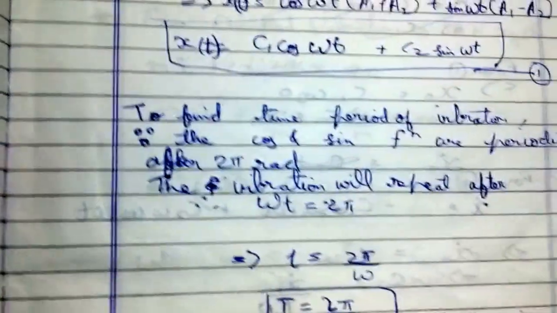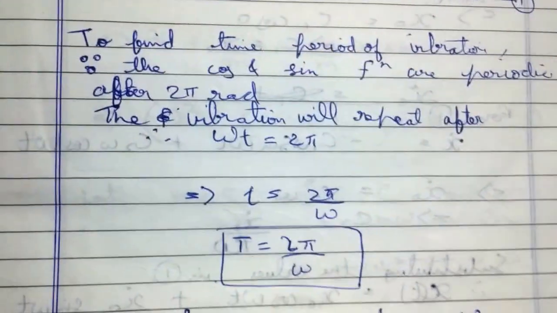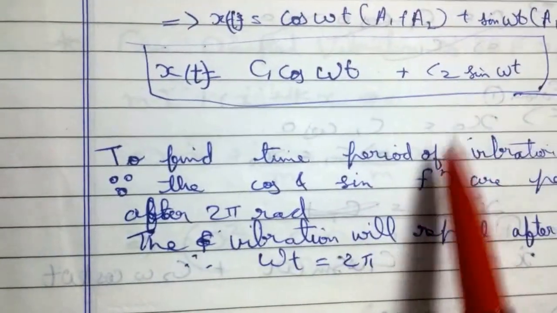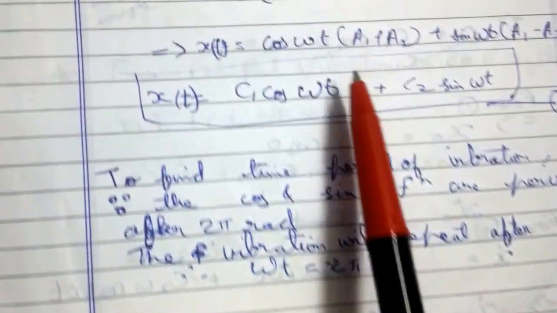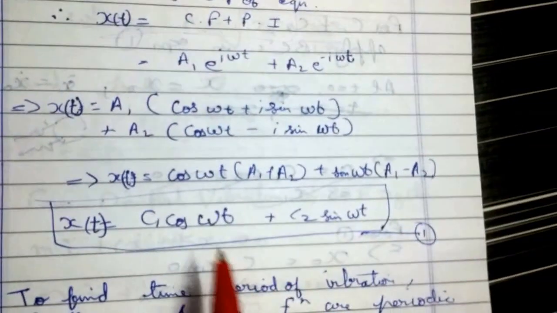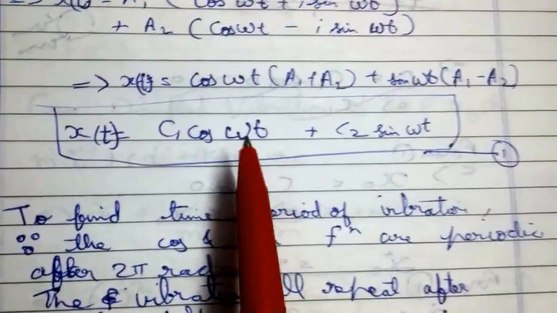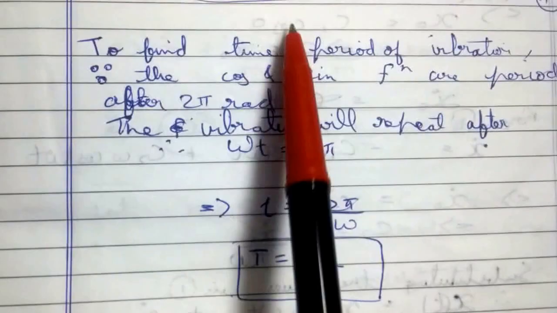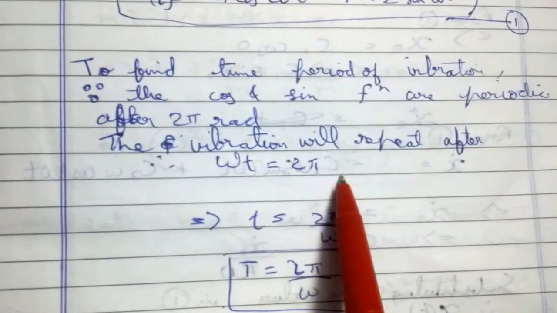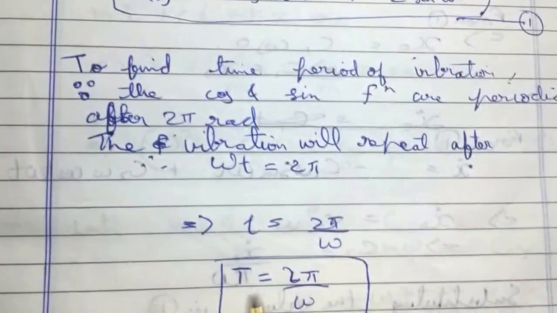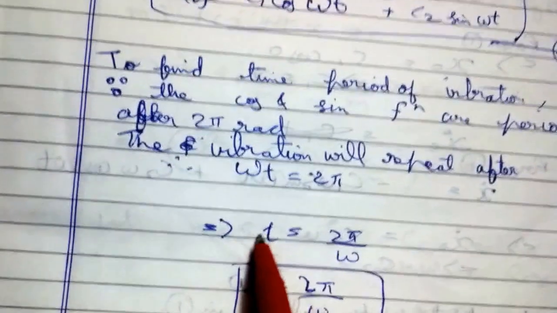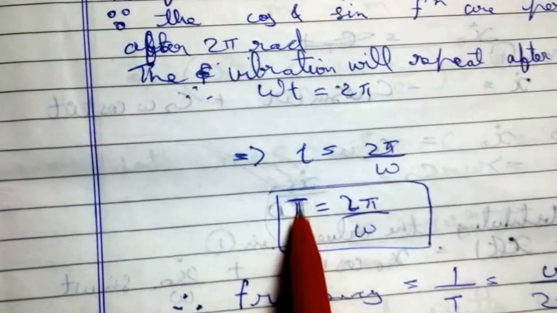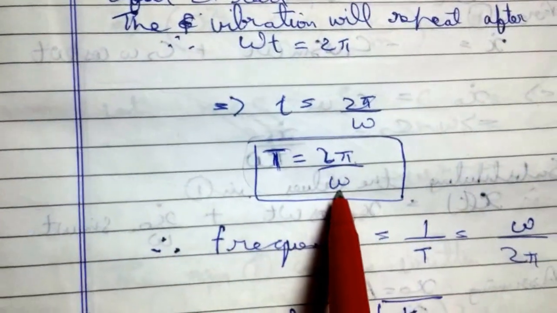Now, cos omega t and sin omega t are periodic functions which repeat themselves after a certain interval of the angle, and we know that it is 2 pi. So after omega t becomes equal to 2 pi, this function will repeat itself. So t should be equal to 2 pi by omega, and this we call the time period of the vibrating system, that is t equals 2 pi by omega.